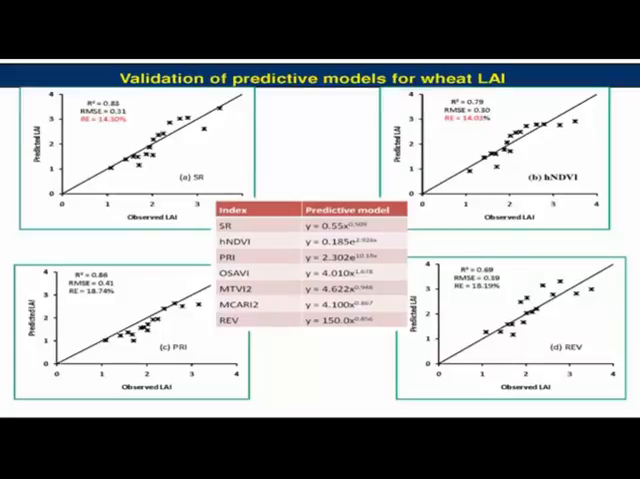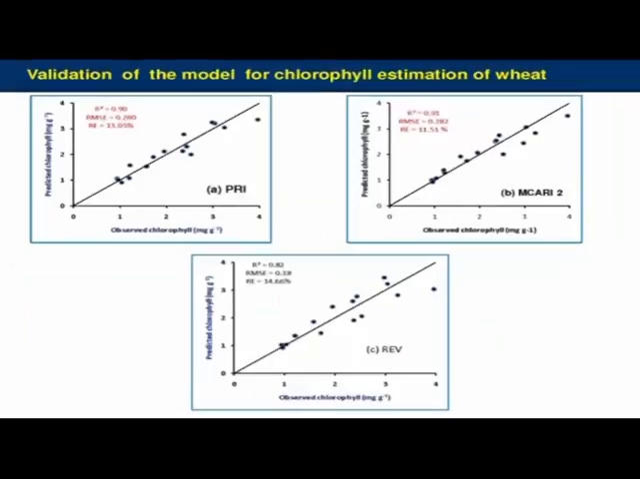Then for chlorophyll, again some of those indices have been used, and the prediction model was developed and evaluated with respect to measured and predicted values. You can see the 1:1 line, and how these indices were predicting agreeable results with R-square values of 0.9, 0.91, and 0.82. So these indices also can be used for estimating chlorophyll content in the plant.